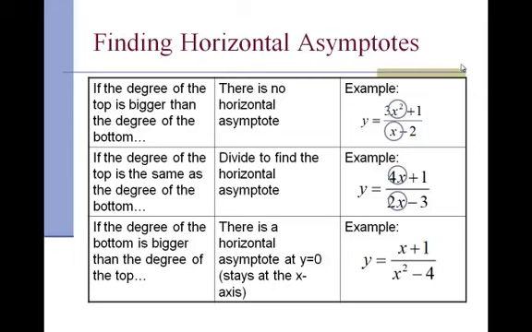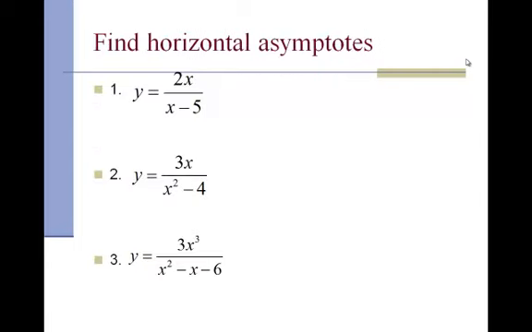So looking at this example, I have a regular x on top, x squared on bottom. That means the power or the degree of x is bigger on the bottom, and that's when I would say that my horizontal asymptote is at y equals 0, or staying at the x-axis. Okay, take a minute and try to find the horizontal asymptote of each one of these examples and pause until you're ready to go over them.